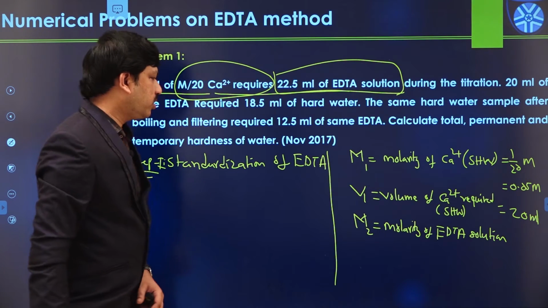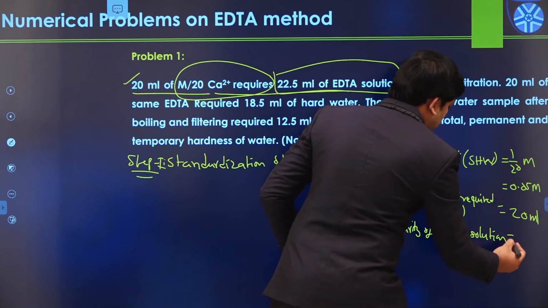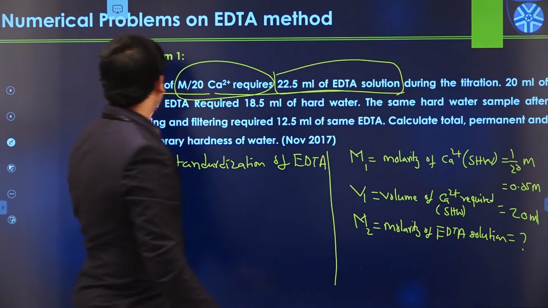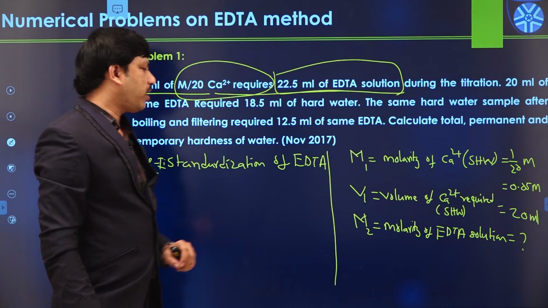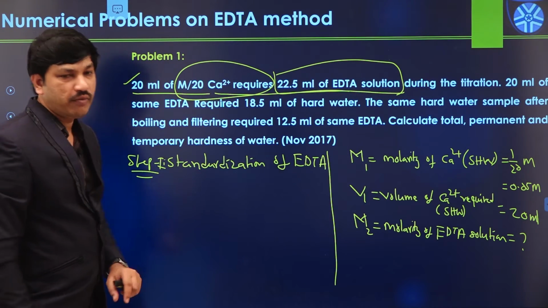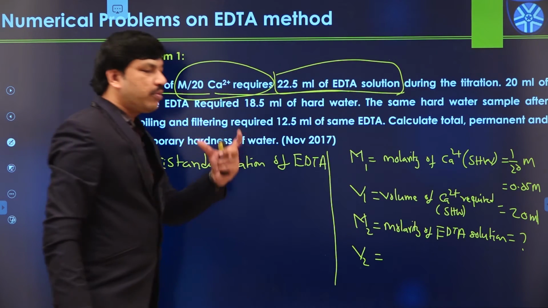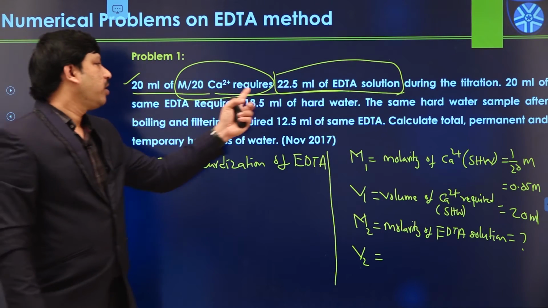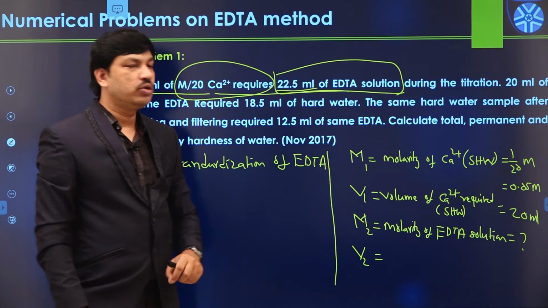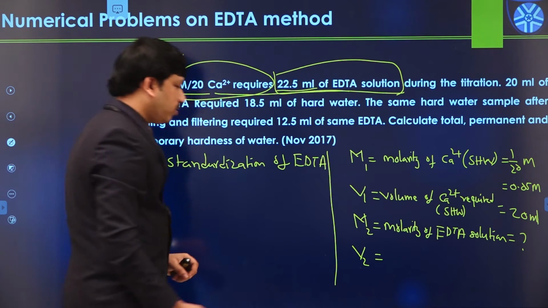Molarity of EDTA solution. In the first case, that is the unknown value, so using this statement we have to measure the M2 value. And what about V2? V2 means the amount of EDTA solution required. In the first case, how much EDTA is required? 22.5 ml of EDTA is required.